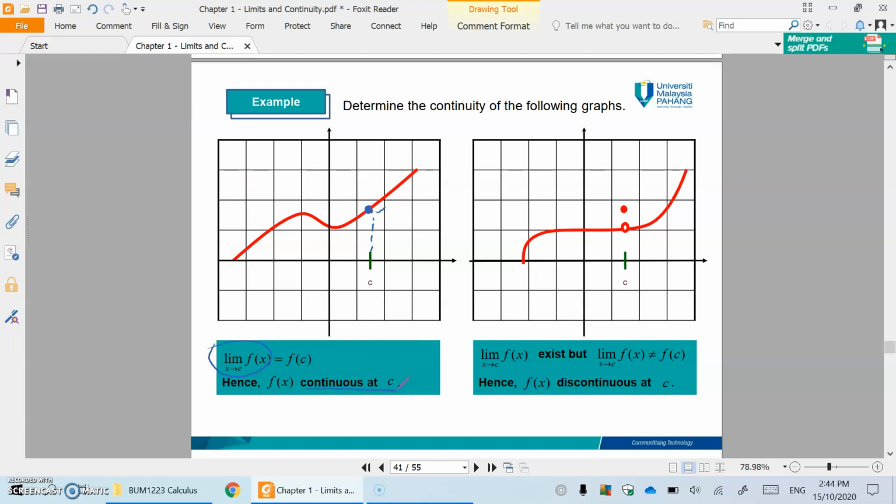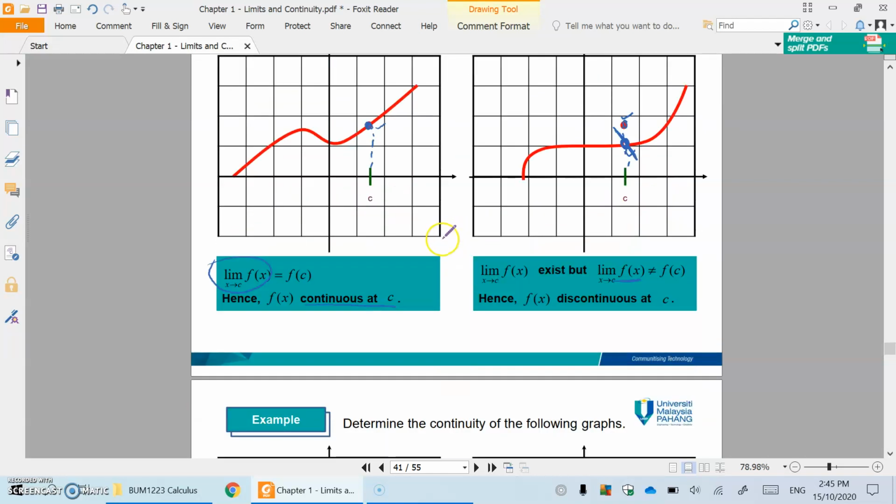Finding the limit of f(x), we get this one. Then finding the value of f(c), f(c) is defined with this red point. Since the limit of f(x) is here and f(c) is here, which are not equal, therefore f(x) is discontinuous at c. As you can see from the graph also, the curve for this function f(x) is broken at c, which means that it is not continuous at c.